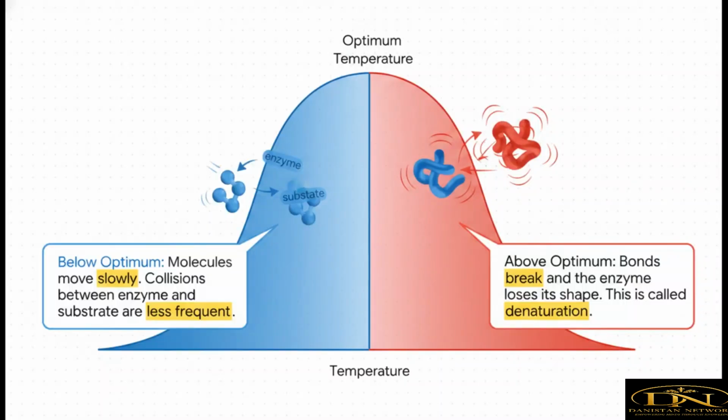So let's break down what's happening on either side of this curve. On the left side, down in the cold, all the molecules are just sluggish. They're moving too slowly, so they don't collide very often. But on the right side, where it's too hot, it's a completely different problem.